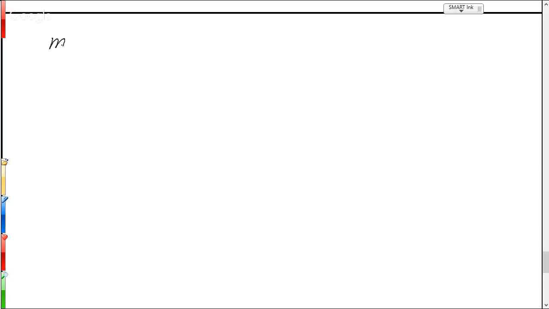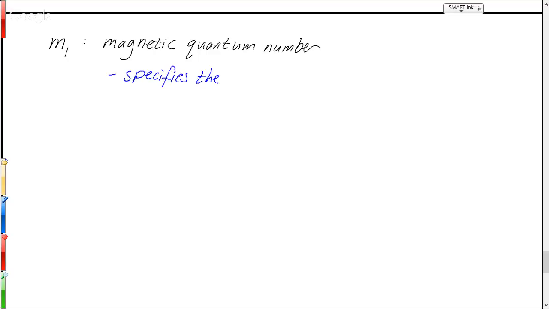Third one is known as ML, which is the magnetic quantum number. This one specifies the orientation of the orbital, so like which direction is it pointing?